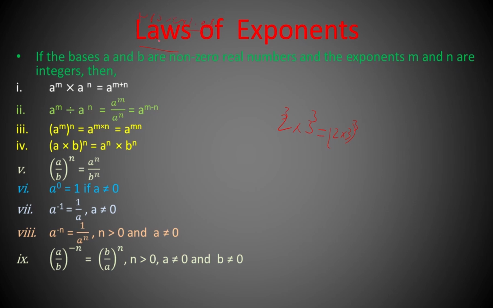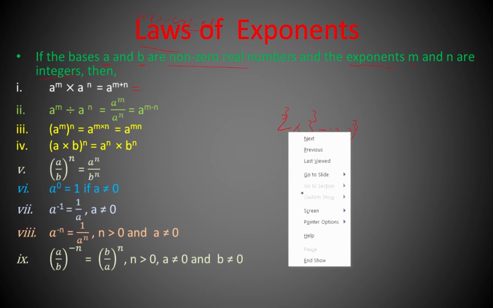So if the bases a, b are non-zero real numbers, non-zero, which means it may be positive or negative, but it must be different from zero, and the exponents m and n are integers, whatever they are, negative, positive, or zero, then these rules are always true.